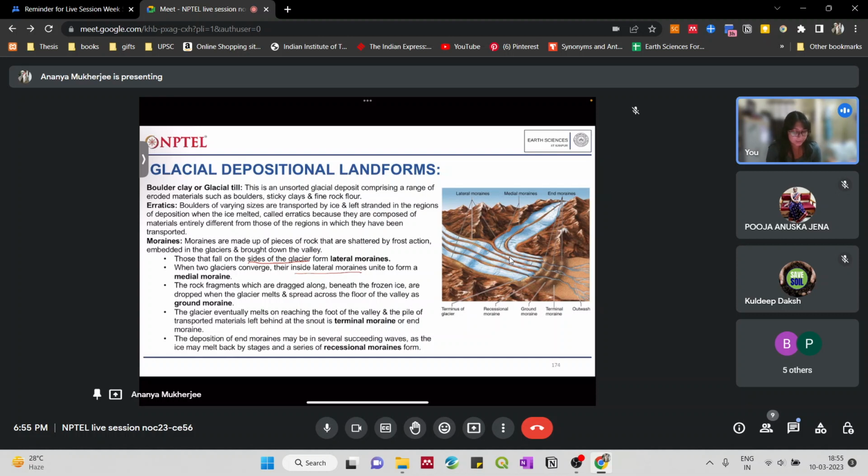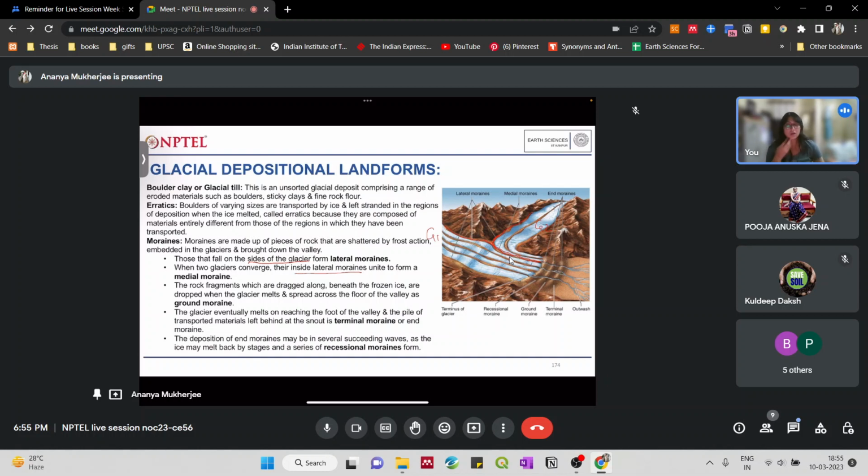Okay, so over here you can see that this is one lateral moraine from this glacier, glacier 1, and this is your glacier 2, and the inside lateral moraines of these are joining together and forming this medial moraine. Okay, you have ground moraine.